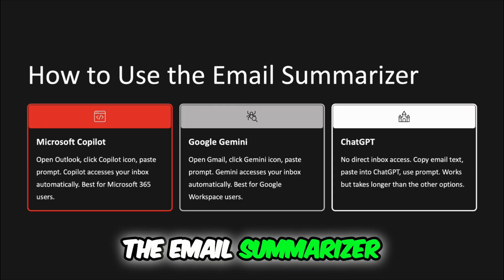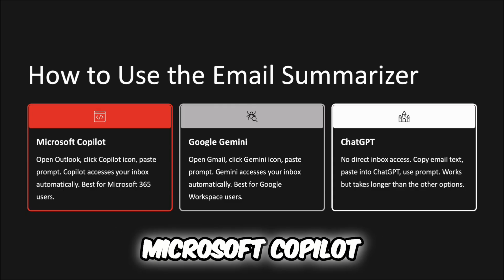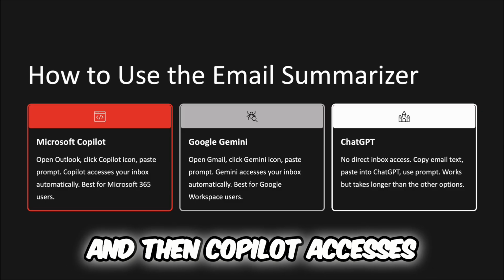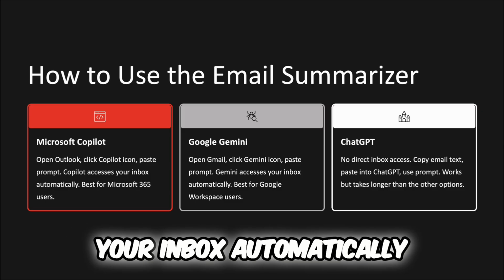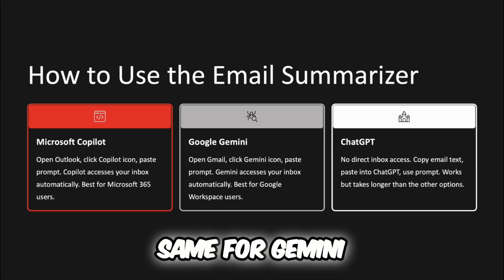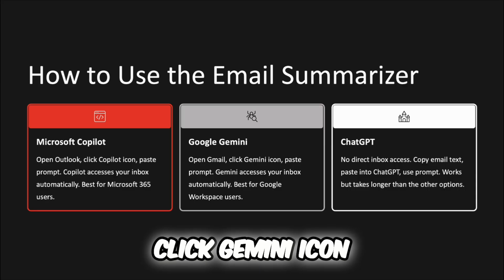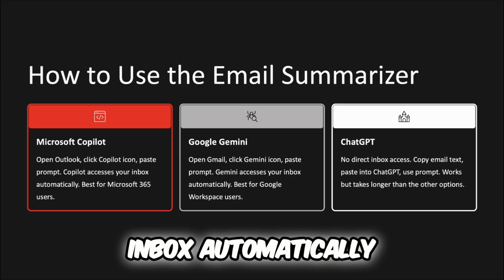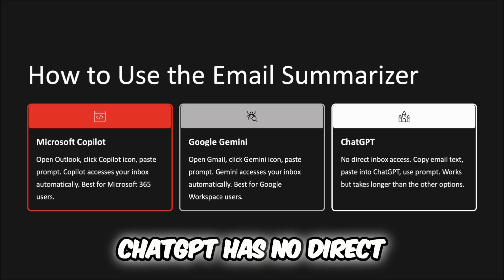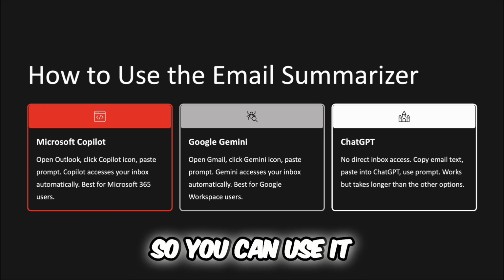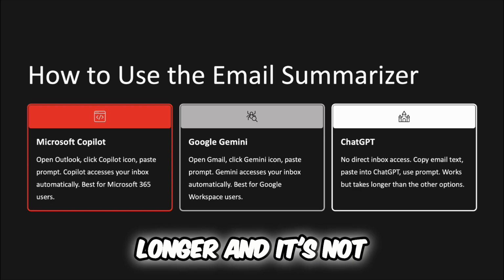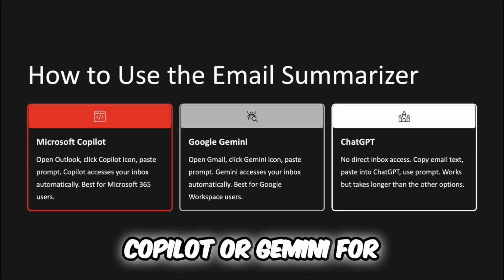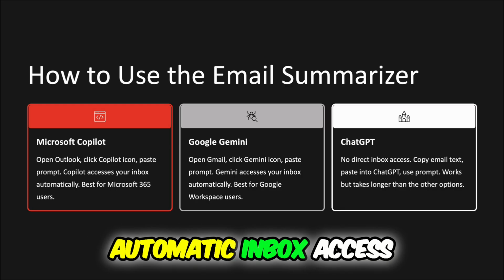How do you use the email summarizer? Well, Microsoft Copilot, you would open Outlook, click Copilot icon, paste the prompt, and then Copilot accesses your inbox automatically. Same for Gemini. Open Gmail, click Gemini icon, paste the prompt, and Gemini accesses your inbox automatically. ChatGPT has no direct inbox access, so you can use it, but it definitely takes longer and it's not as seamless. So what we want to do is use Copilot or Gemini for automatic inbox access.